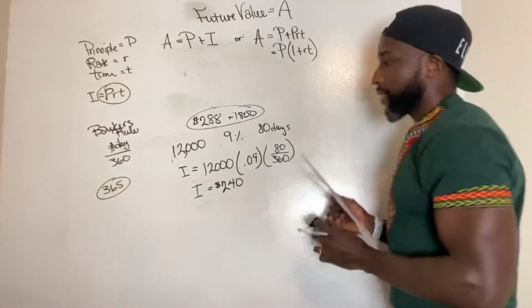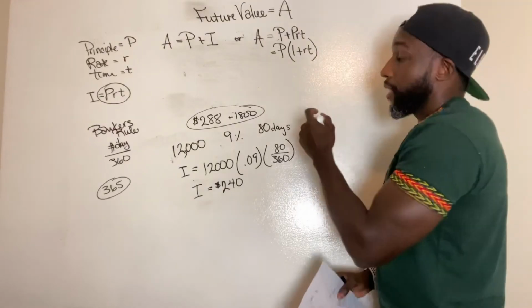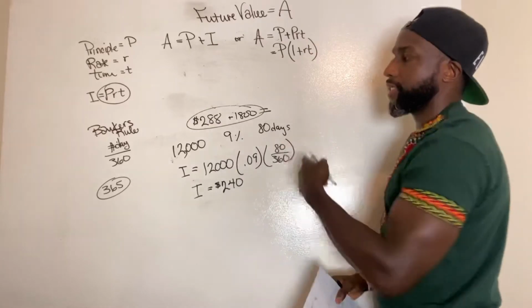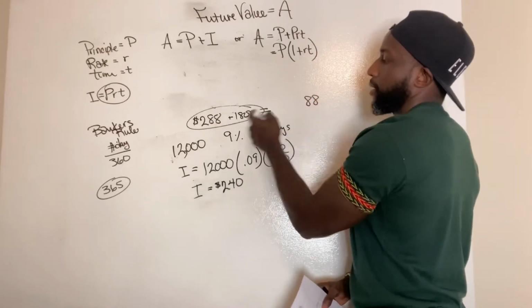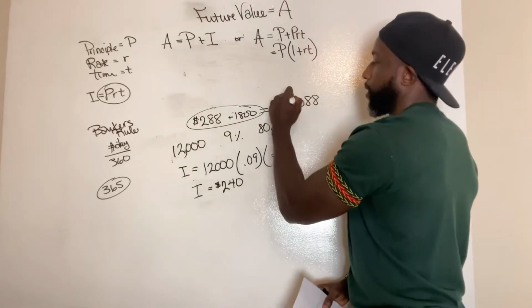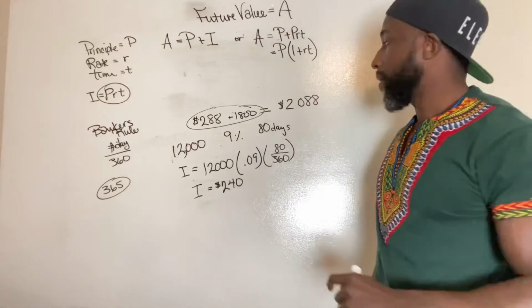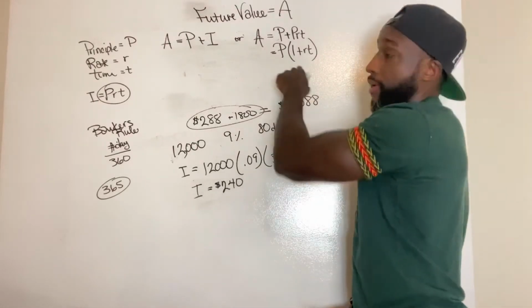So that was 288 plus 1,800, right? So yeah, let's do this math first. 288 plus 1,800 is going to be 2,088. 8 plus 8 is 16, write the 6... so it's $2,088, right? Now let's look at it by putting it in this formula, right? Let's do it.